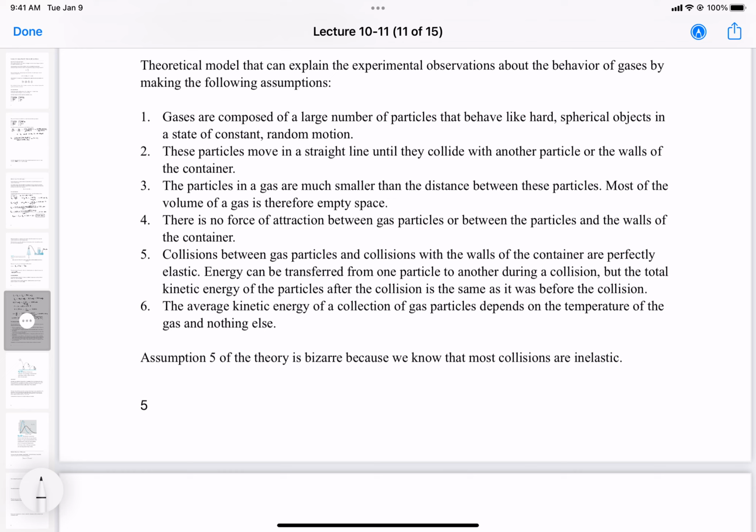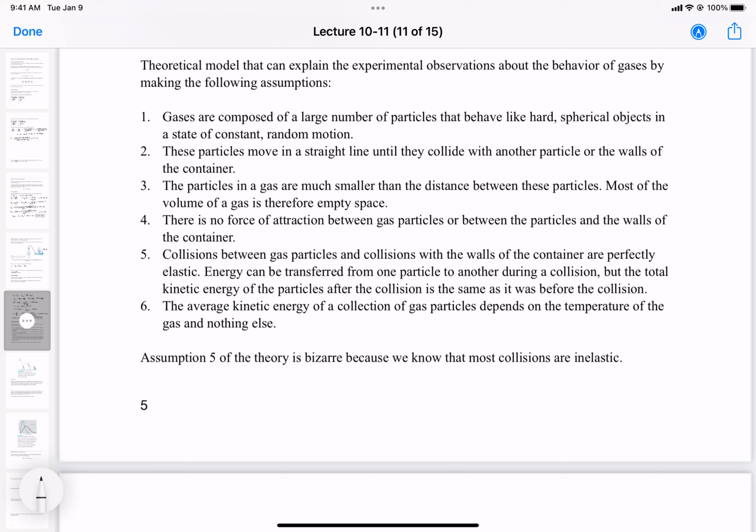And that points us into assumption 6. The average kinetic energy of gas particles doesn't depend on anything but the temperature. Kinetic energy is basically the energy from the motion of something. So I wouldn't say speed, but the kinetic energy a gas has depends on only the temperature of the gas and nothing else. It doesn't have to do with their speed or their mass. It only depends on the temperature.